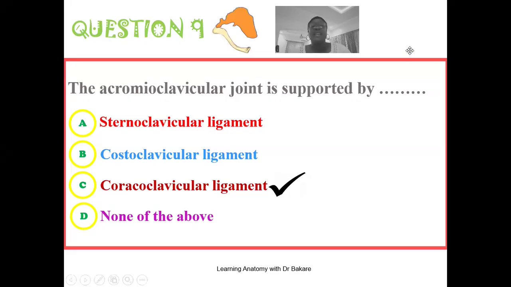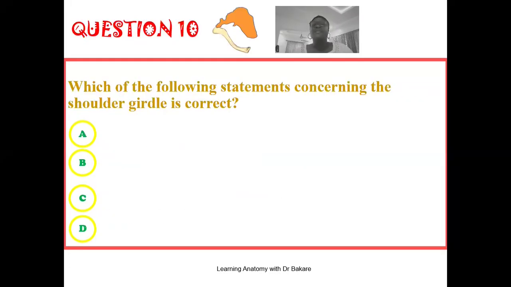We go back to the sternoclavicular ligament, which is the first option here. This is the ligament that connects the sternal end of the clavicle to the manubrium of the sternum, while the costoclavicular ligament is seen to be connecting the clavicle with the first costal cartilage. Third option here, which is the coracoclavicular ligament, is the correct answer because it is seen to be reinforcing or supporting the acromioclavicular joints.